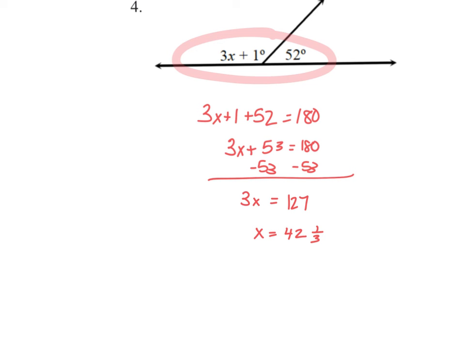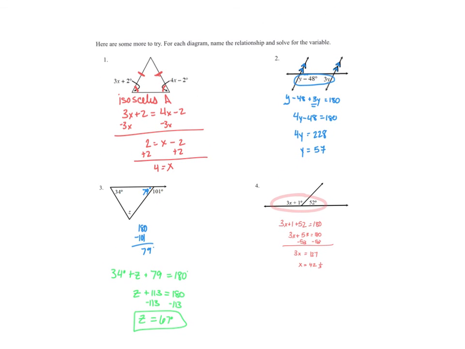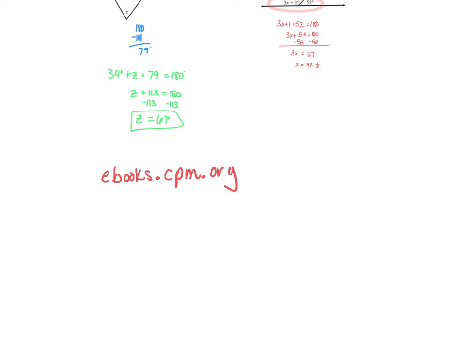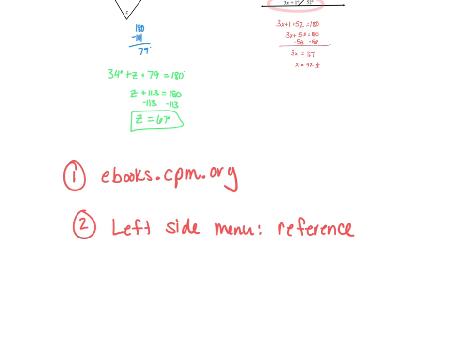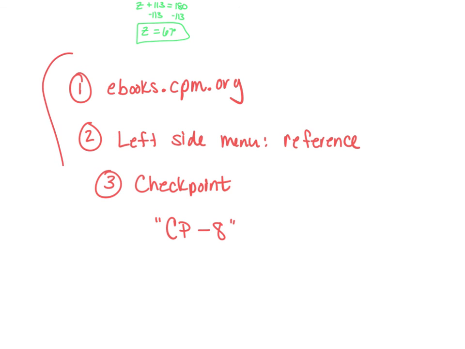So hopefully this recap of angle pair relationships was helpful to you. If you need more practice, you can find it by going to the checkpoints in your ebook. So step 1 would be to go to ebooks.cpm.org and then click on your geometry text. From there, on the left side of the menu, choose reference, and then you'd want to click on checkpoint. It would bring you to a new page, and at the top you would click on the tab that's CP8 for checkpoint 8. There's also more resources you can find on our Canvas Unit 8 resource page.